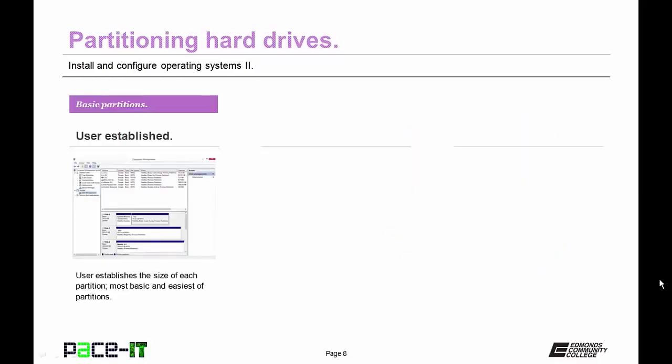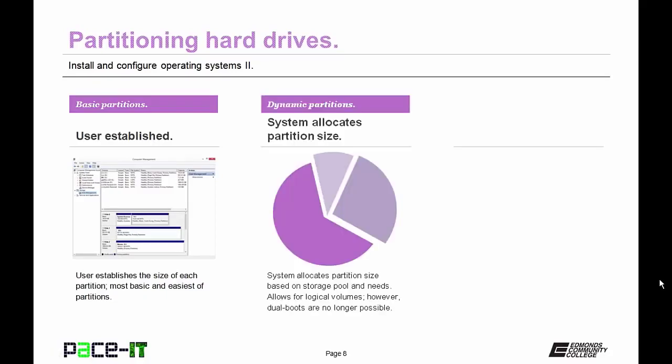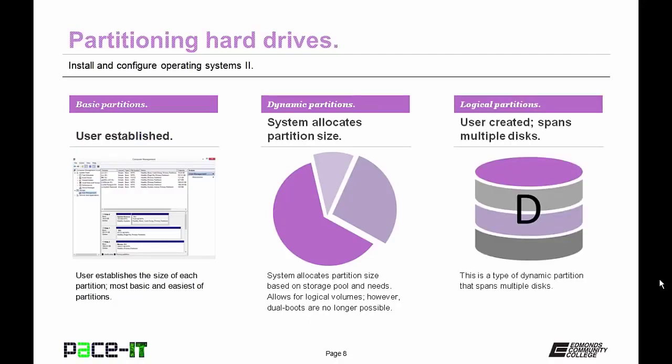Now, there are 3 basic types of partitions. There's the basic partition. That's where the user establishes it. The user sets the size, and it is the most basic and easiest of partitions. Then there's the dynamic partition. That's where you allow the operating system to decide how much space is needed for that partition, and it can increase and decrease as needs arise and fall. Then there is a logical partition. This is where it spans multiple disks. This is a type of dynamic partition, by the way.